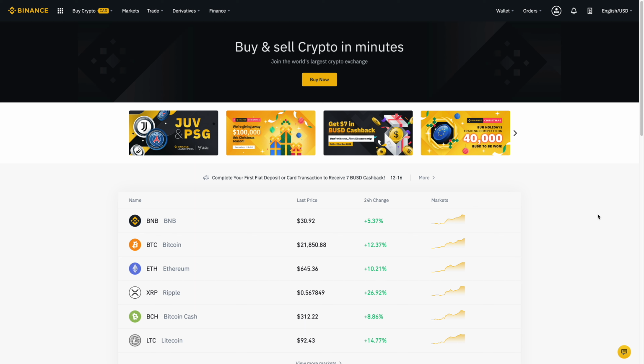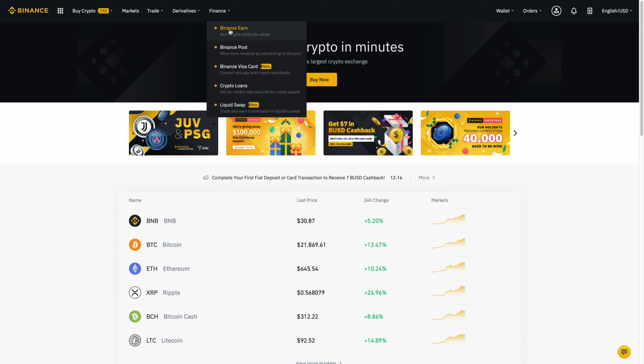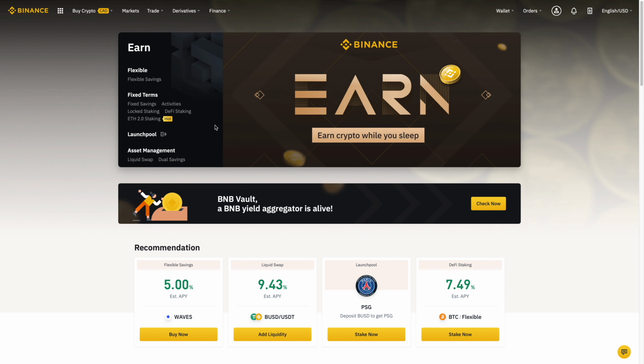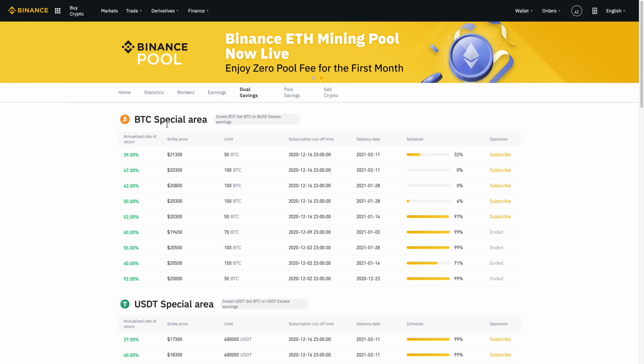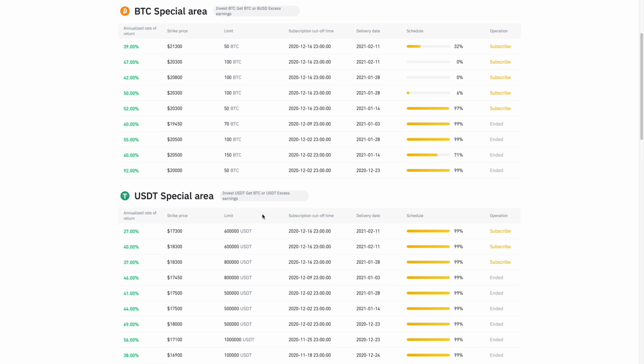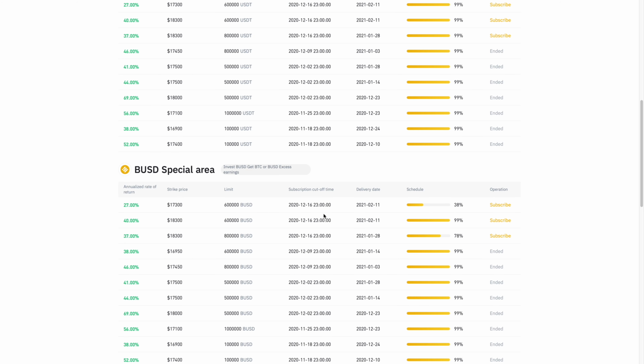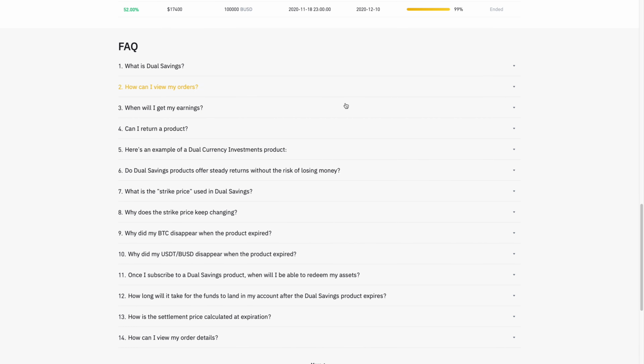Now, in order to access it, you'll have to log in to your account first, and then go to Finance, and then Binance Earn. When you click on that, it'll bring you to a page that looks like this. You'll then want to go to Dual Savings right over here. When you click on that, it'll bring you to a page where it says BTC Special Area, USDT Special Area, BUSD Special Area, and then there's an FAQ section.